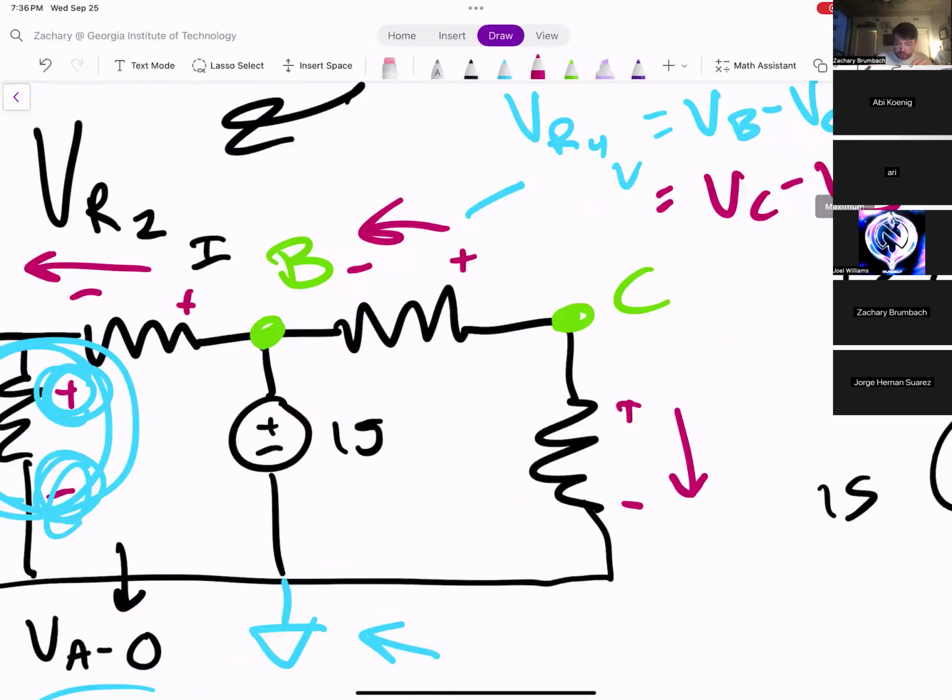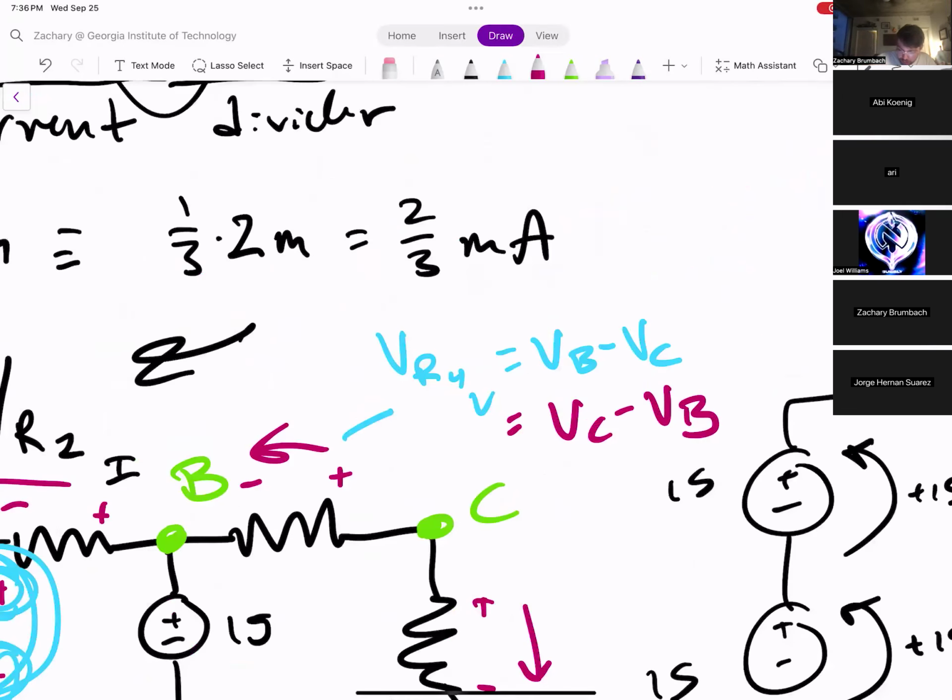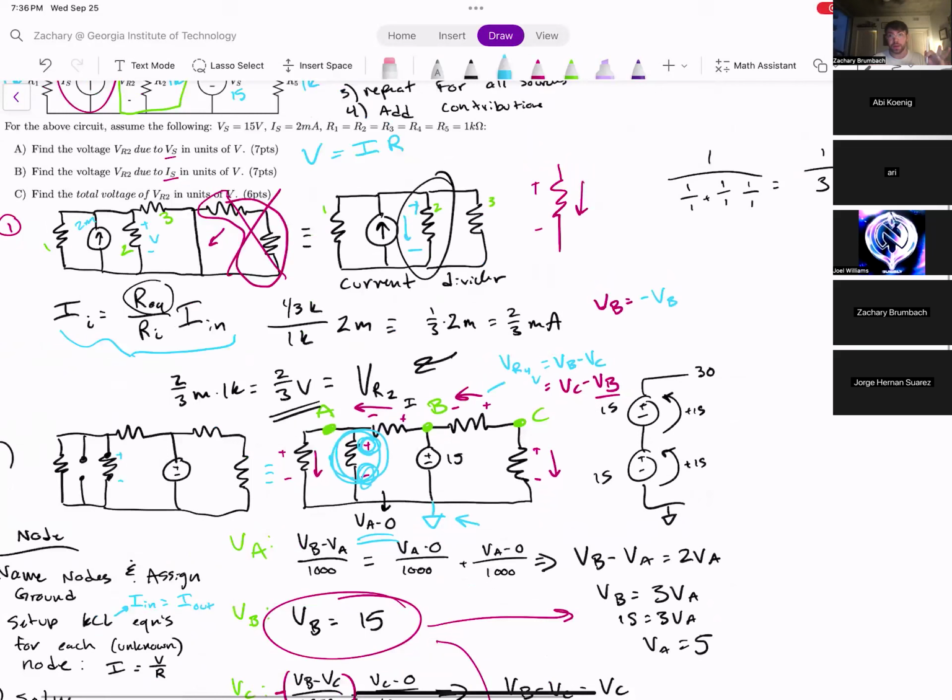So for instance, if we solved it like this, we would get red VB, which would be equal to negative blue VB, where I drew them backwards. So we'll just be solving for a negative number. It would all cancel out. Don't stress about that too much. It is arbitrary and just pure preference in how you pick it. Okay, other questions we have?